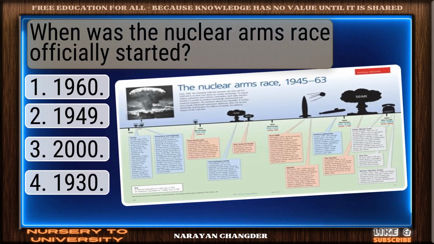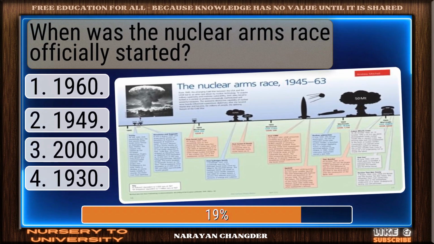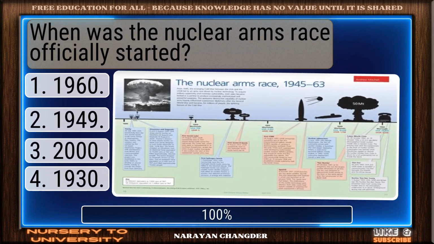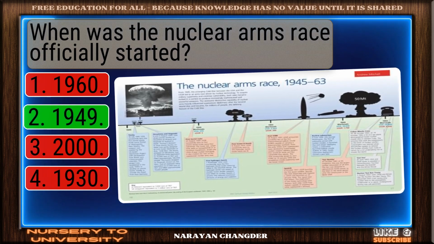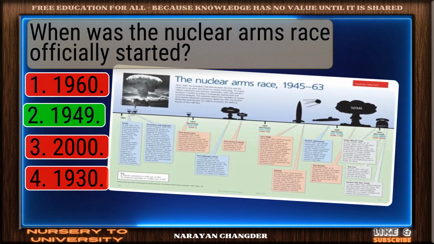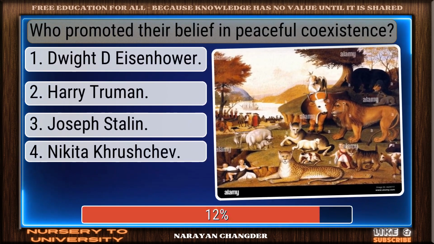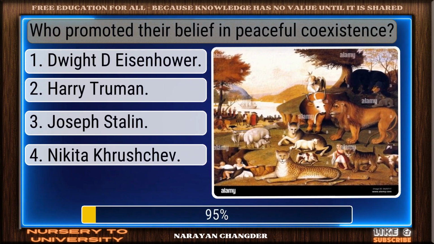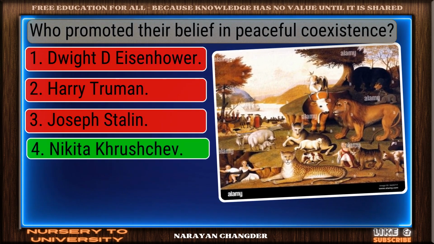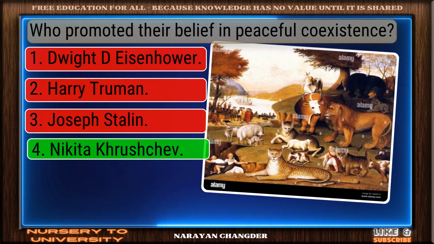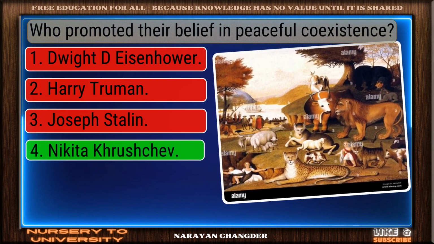When was the nuclear arms race officially started? Exactly. 1949 makes sense and it is the right choice. Who promoted their belief in peaceful coexistence? You're right. Nikita Khrushchev is the correct answer.